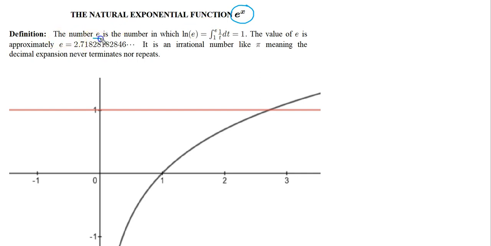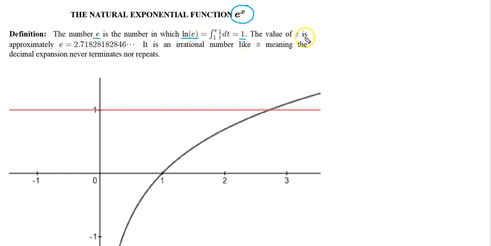So the number e is defined to be the number for which the natural log of e, which is the integral from 1 to e of 1 over t dt, is equal to 1. So it's simply the number whose natural log gives us back 1.